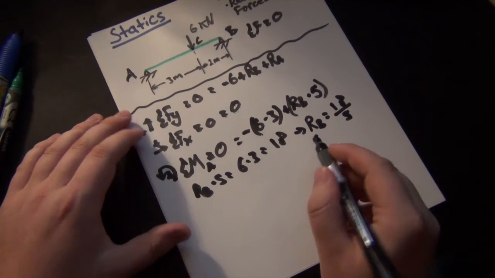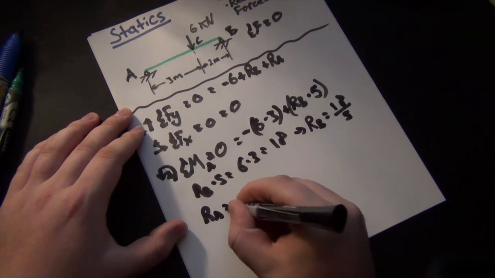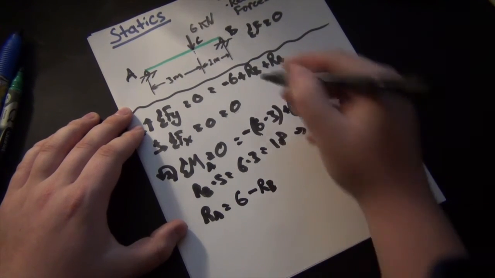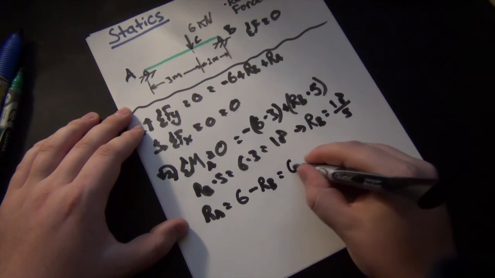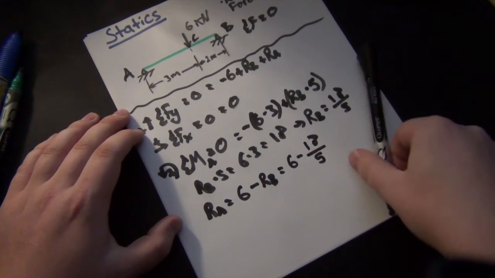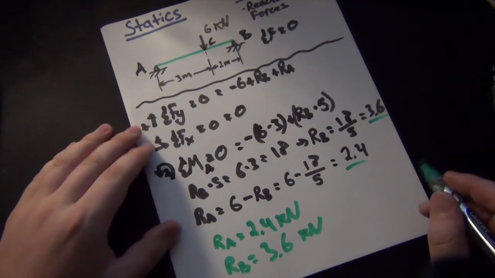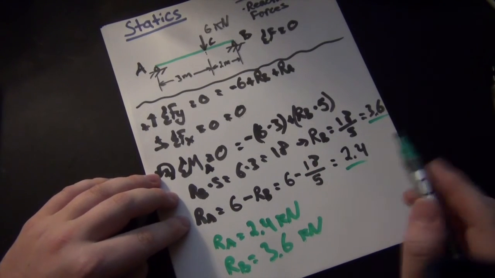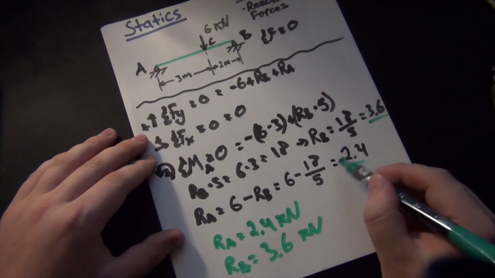So we have RB calculated, and up here we already had an equation with RB in it. So we can say RA is equal to 6 minus RB. As you can see, I just did the algebra real quick. And we know what RB is, so it's actually 6 minus 18/5. Alright, so I pulled out my calculator, ran the numbers, and what we found before was that RB was equal to 18/5, RA was equal to 6 minus 18/5, and that came out to 3.6 kilonewtons for RB and 2.4 kilonewtons for RA.